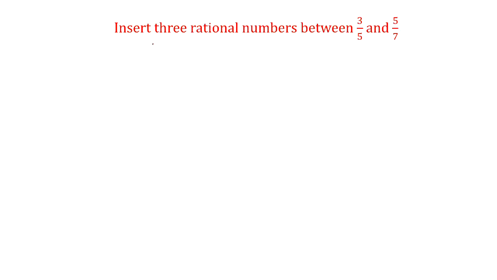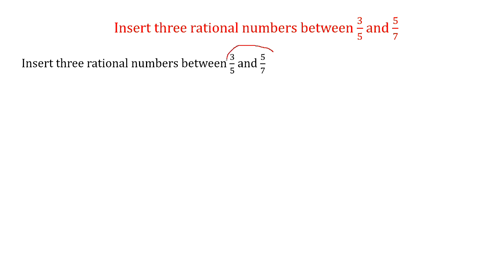Insert 3 rational numbers between 3 by 5 and 5 by 7. To understand this, between any 2 points associated with 2 whole numbers on the rational number line, there are infinitely many points. So there are infinitely many points between any 2 rational numbers. To proceed to the next step, let us take the LCM of 5 and 7, which is 35.